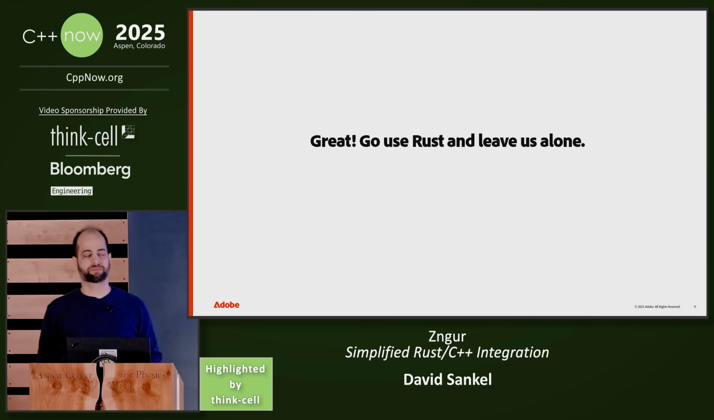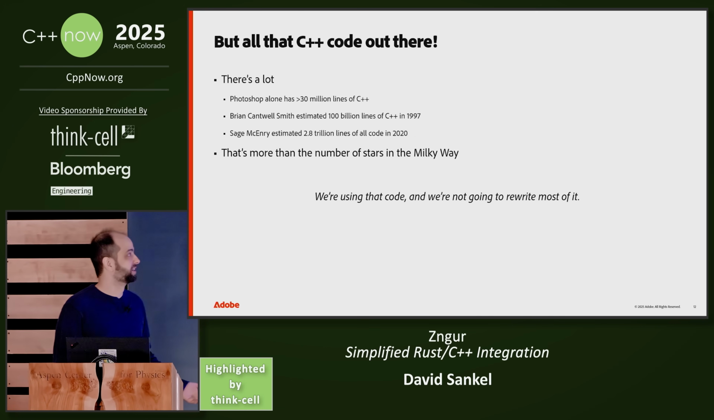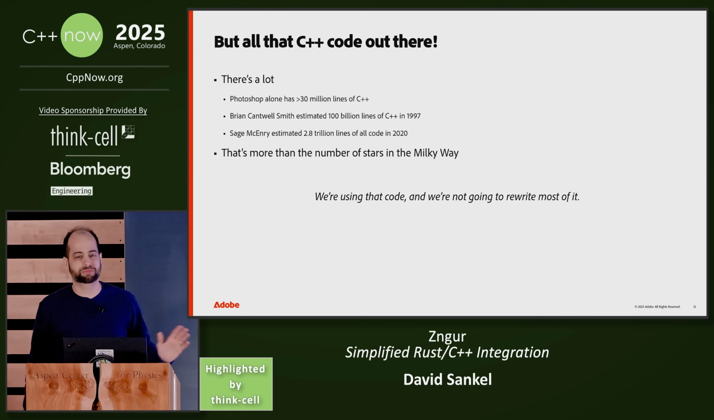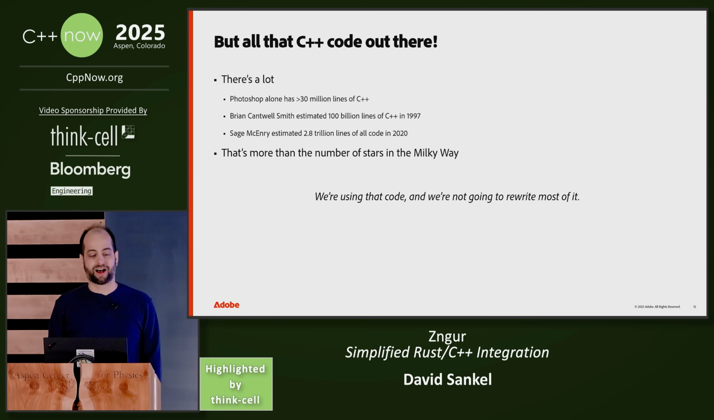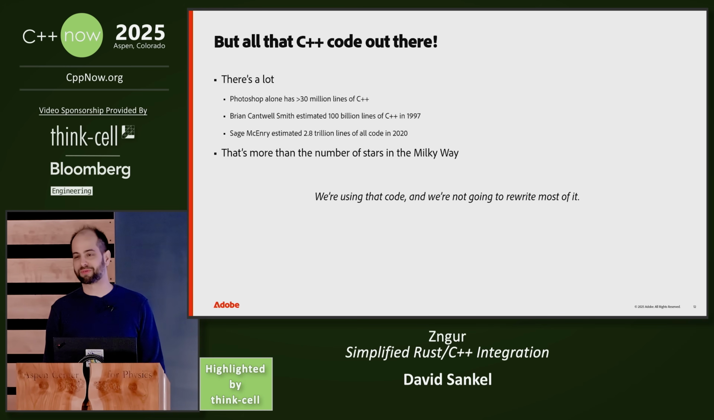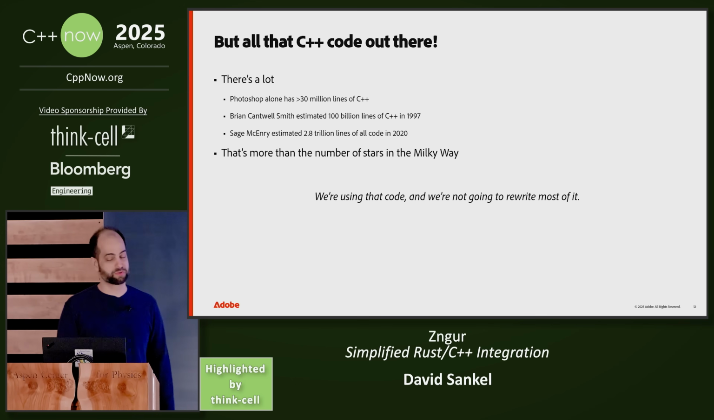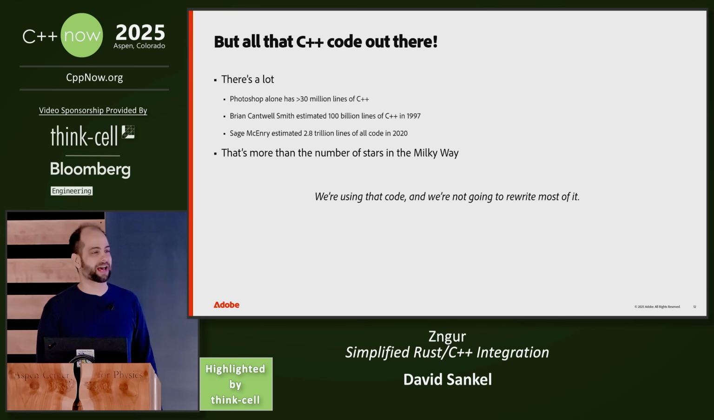But Rust by itself is not a solution, right? Because we have all that C++ code which is out there, and there's a lot of it. So in Adobe Photoshop, which is one of our flagship products, there's over 30 million lines of C++ code, right? Good luck rewriting that in anything. Even with AI, I don't think it's going to happen while I'm alive.